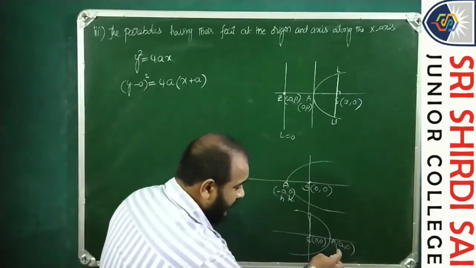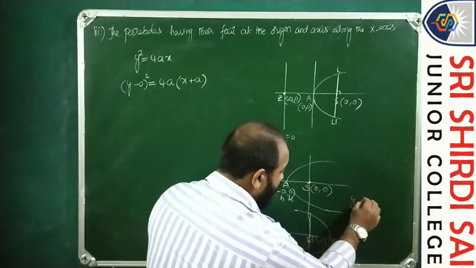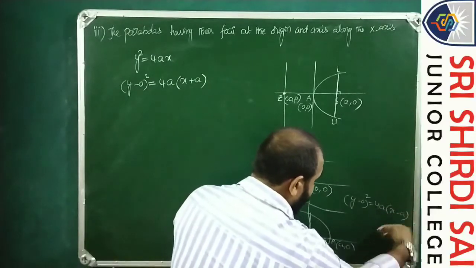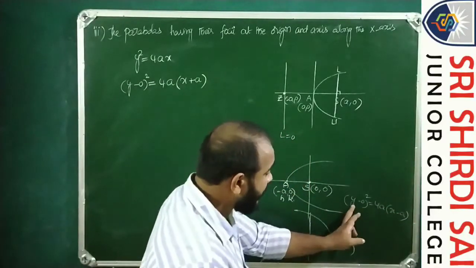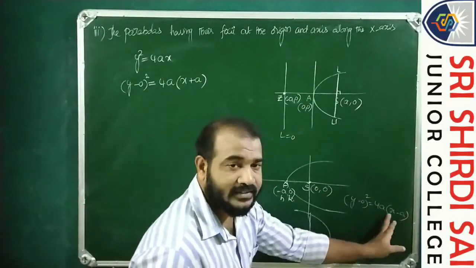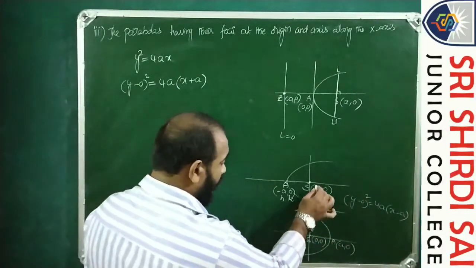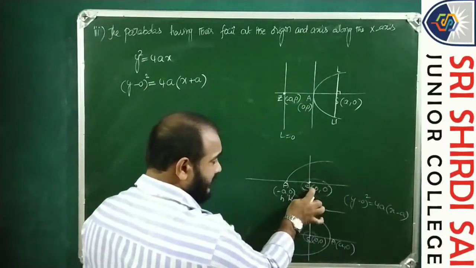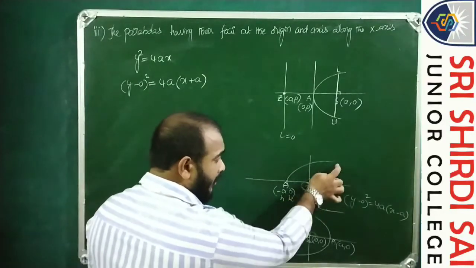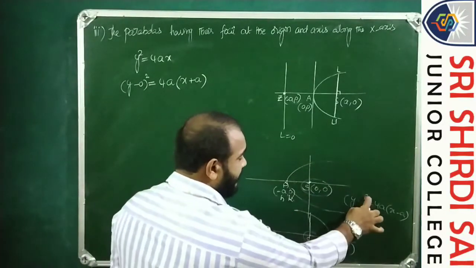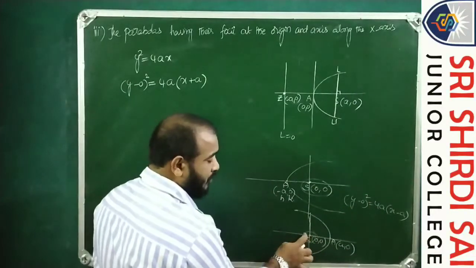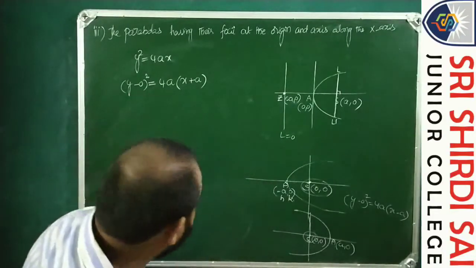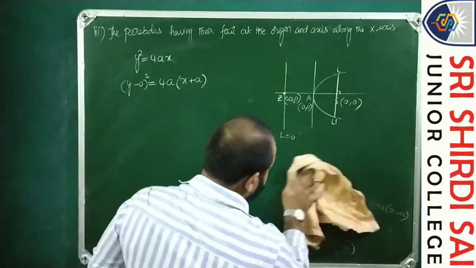Here, it will be y minus 0 whole square is equals to 4a into x minus a. Then this is y square is equals to 4a into x plus or minus a. That is why the focus will be here or will be here. If the parabola is this, then if the focus is here, the parabola is symmetric about x-axis. Axis is along x-axis. Otherwise, the parabola could be like this as well. Therefore, y square is equals to 4a into x plus a. This is the question given.